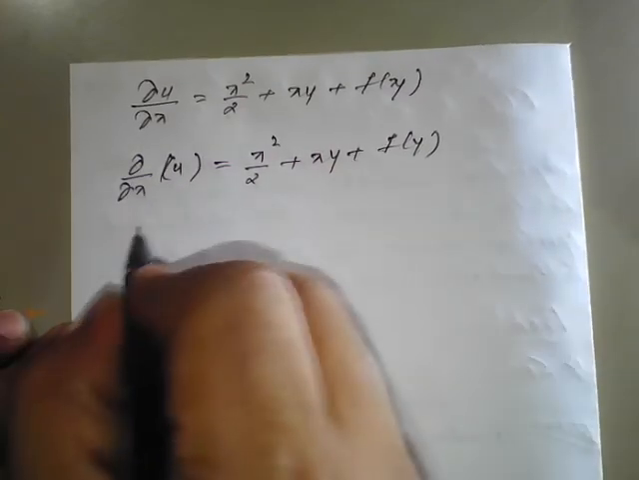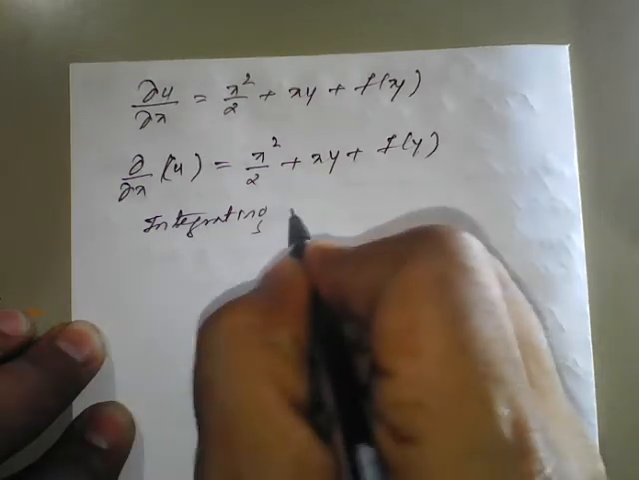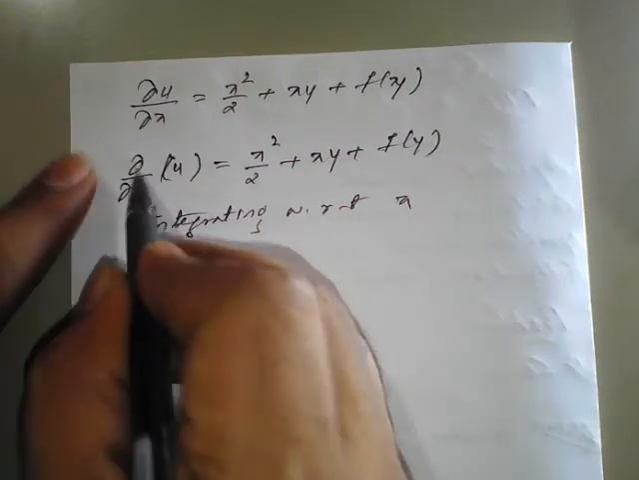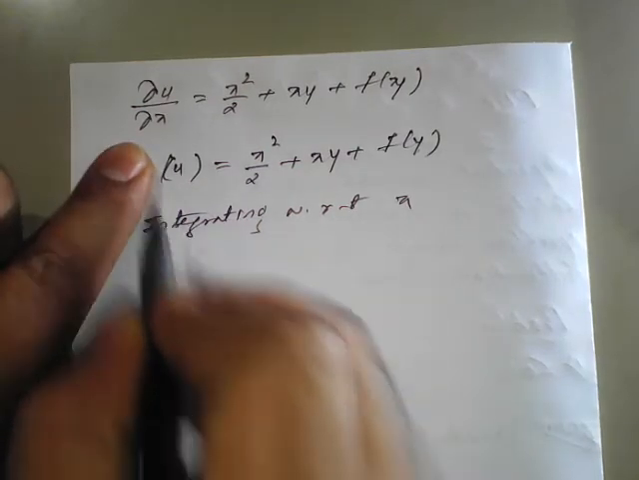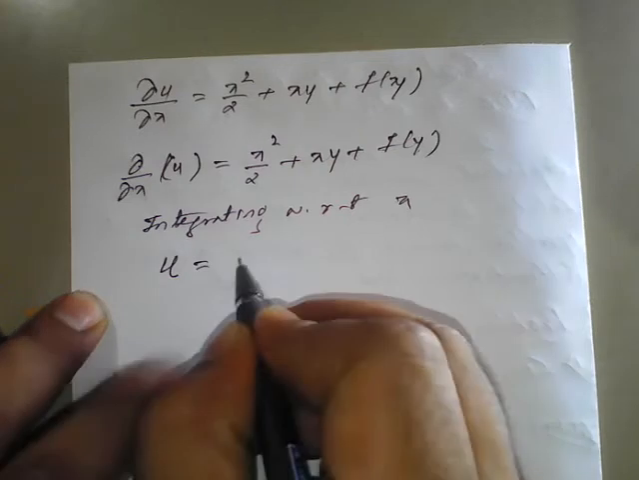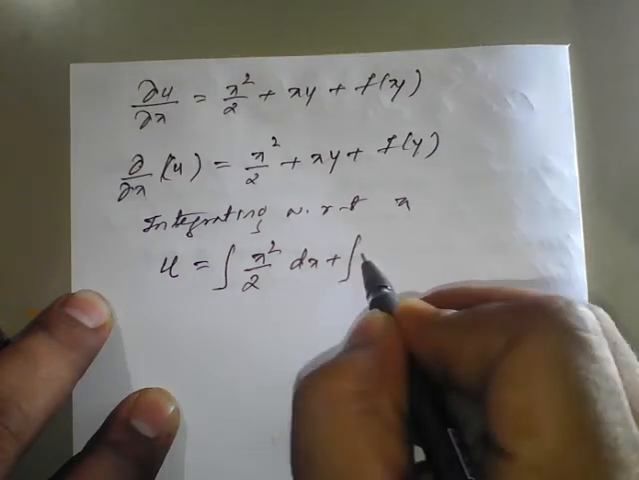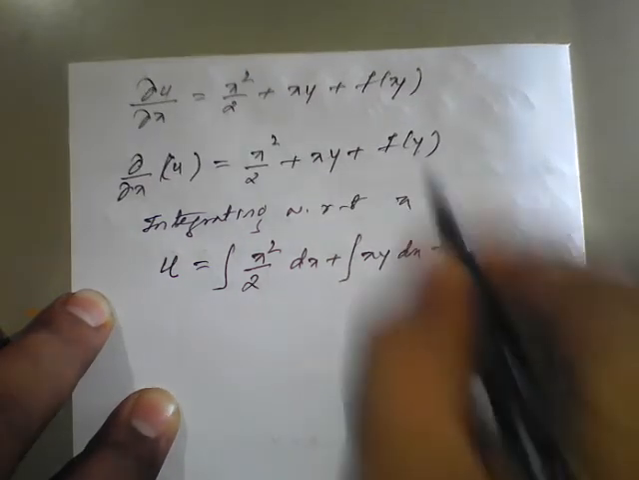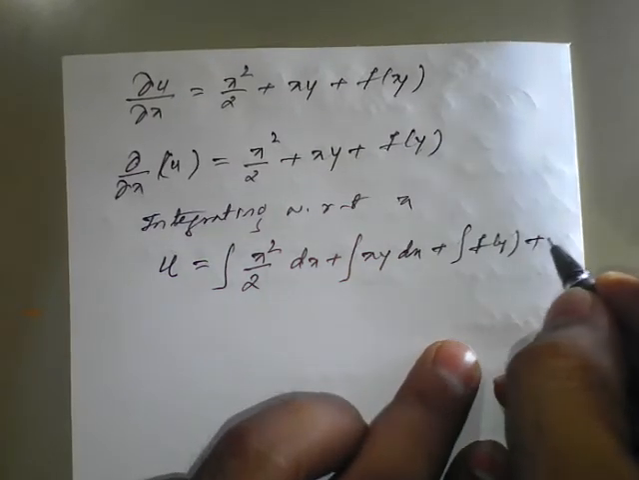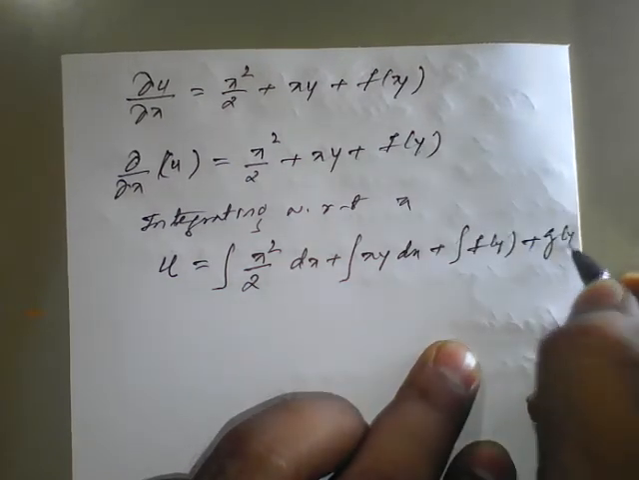Now again, integrating with respect to x. What happens on integration? This ∂/∂x will vanish. What is left? u is left, is equal to the integration of x²/2 dx plus the integration of xy dx plus the integration of f(y), plus one more new integrating constant you have to add, that is g of, the opposite of x, that is y.